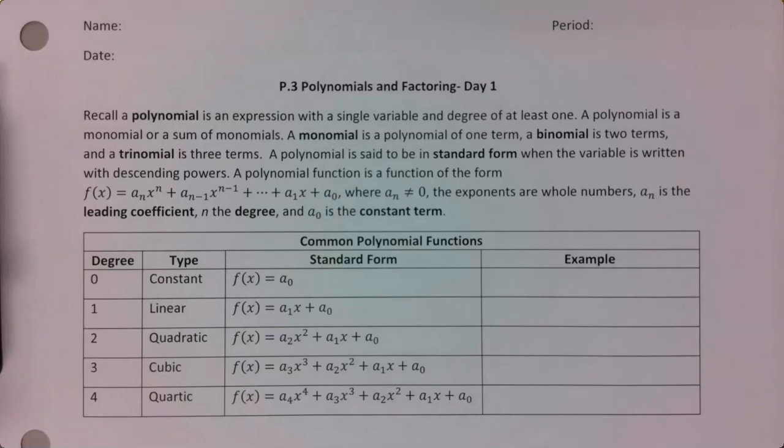They're said to be written in standard form when it goes highest exponent to lowest. And the exponents have to be positive whole numbers. The first number, once it's written in standard form, in front of the variable is the leading coefficient. The exponent of the highest term is the degree of the polynomial. And the number at the end without a variable is said to be a constant term because it never changes.